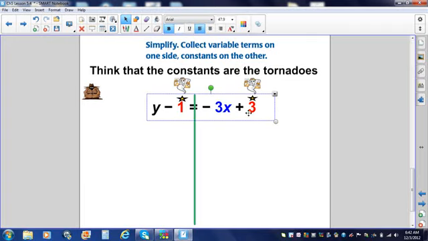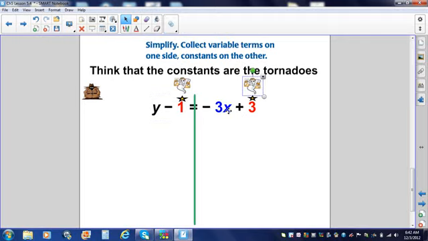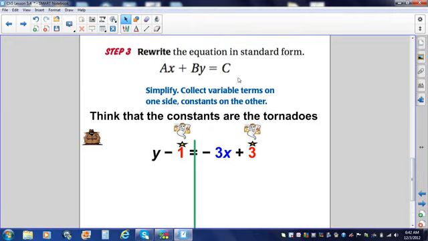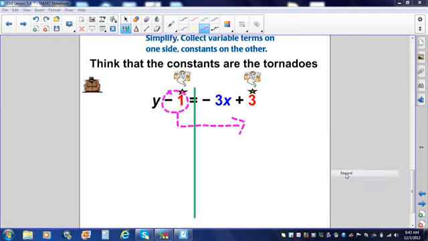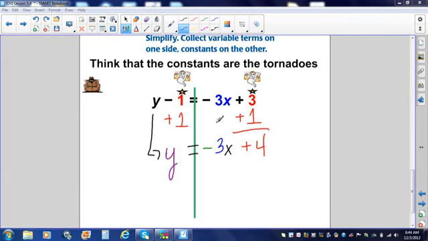Positive 3 is constantly alone. It never has a variable. Put a tornado on it. We are going to get our tornadoes on the right-hand side because they're going to be C. I'm going to take my negative 1 and move it over to the right side of my equation. The inverse of subtracting was to add 1. Add 1 to both sides.